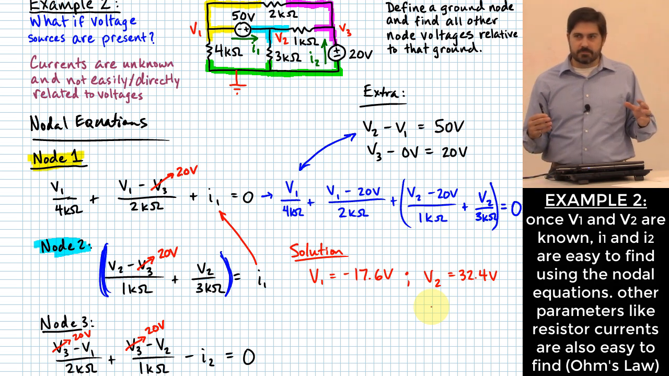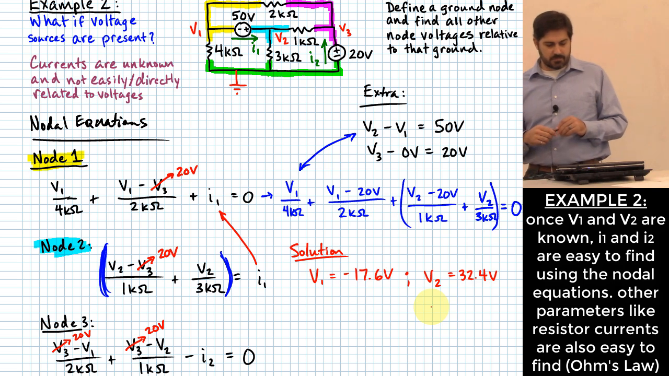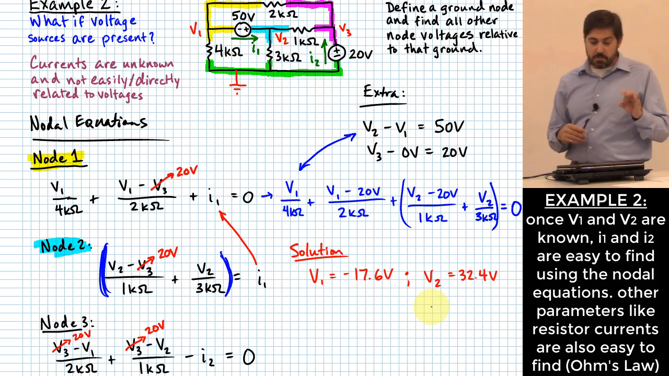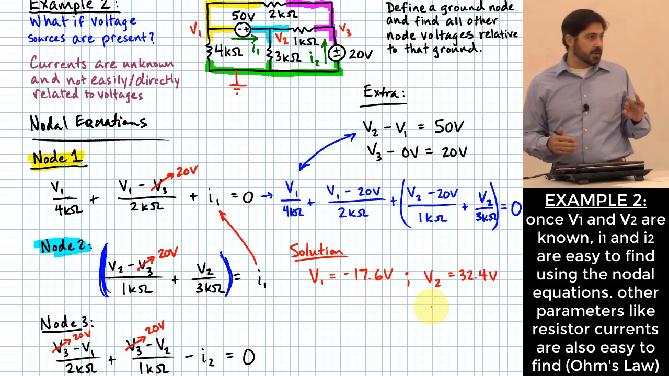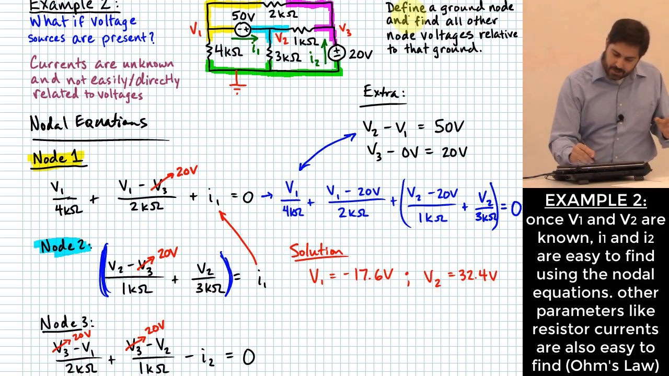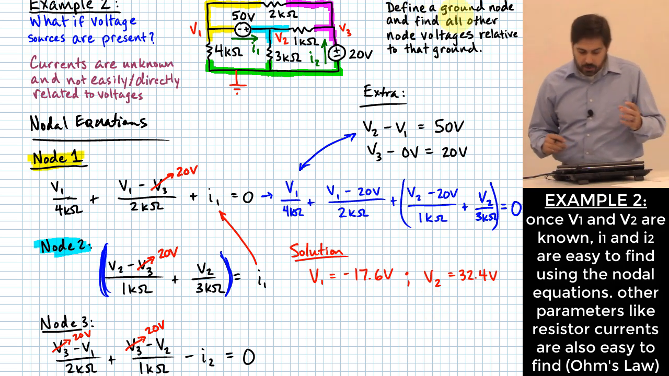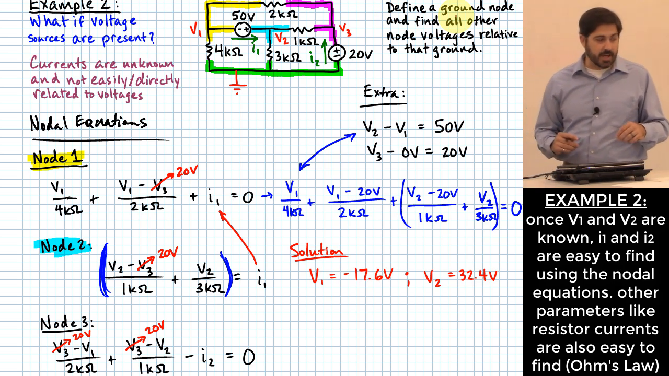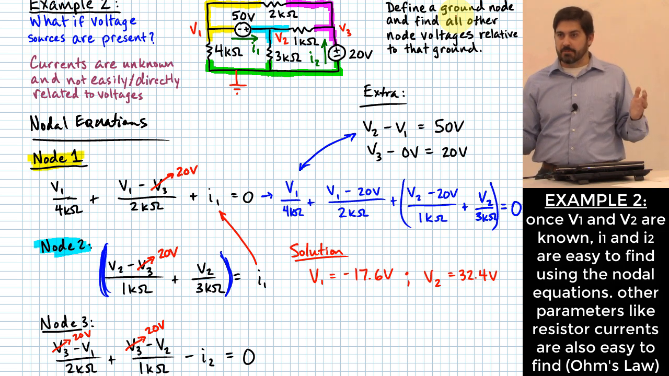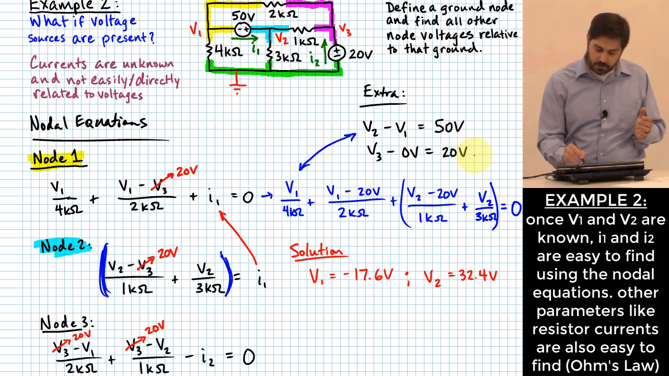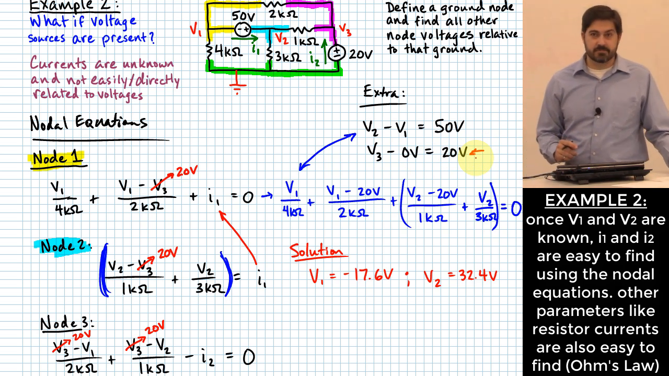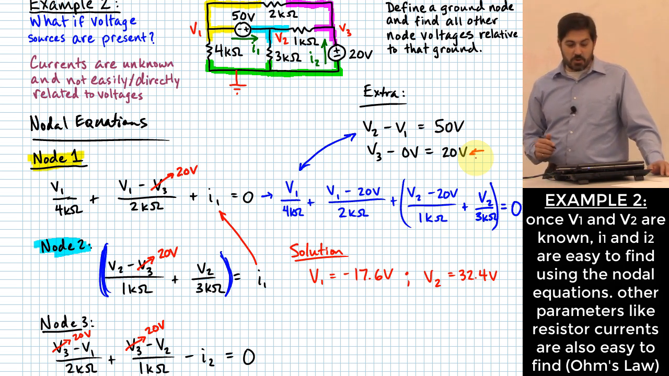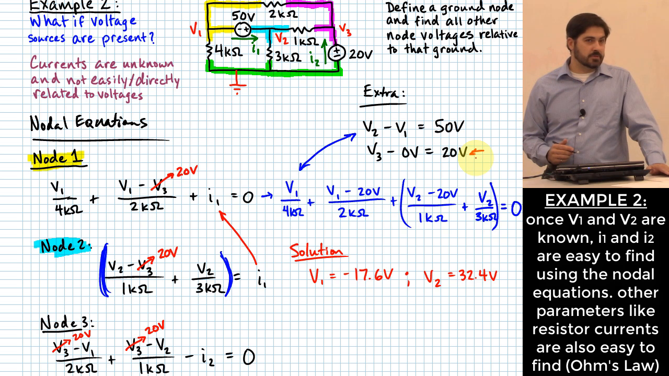What else can we do now? Okay, at this point, we have found all the node voltages relative to that ground, right? Because that's what the instructions were up here. It says define a ground node and find all other node voltages relative to that ground. Okay, we're done because we have V3 we already found with that equation. It's 20 volts, right? But is there any other information that might be interesting? You might be interested in what I1 and I2 are, right? How do you get those?